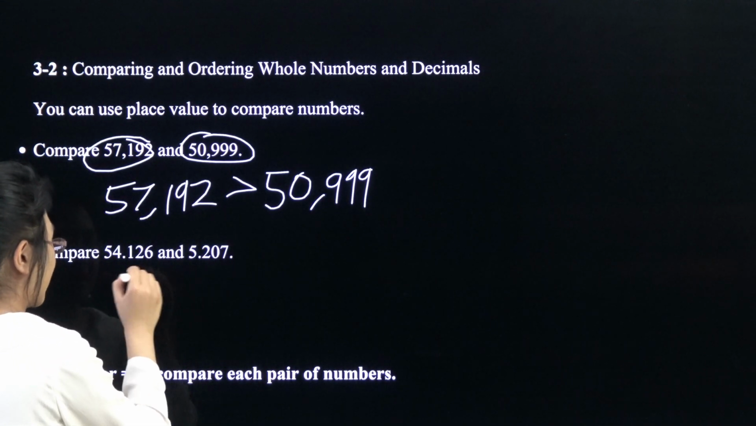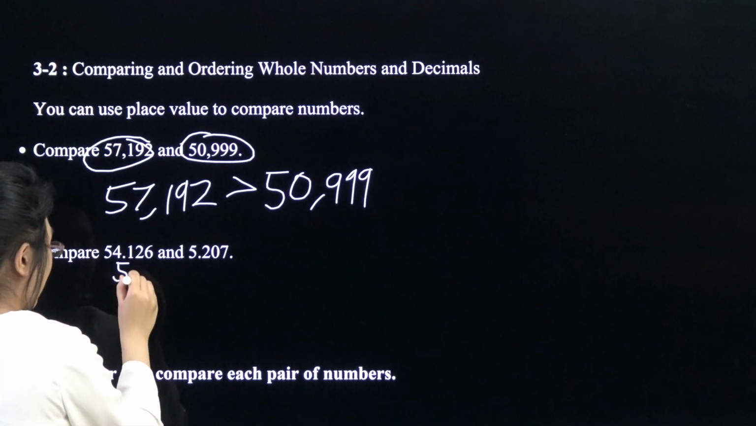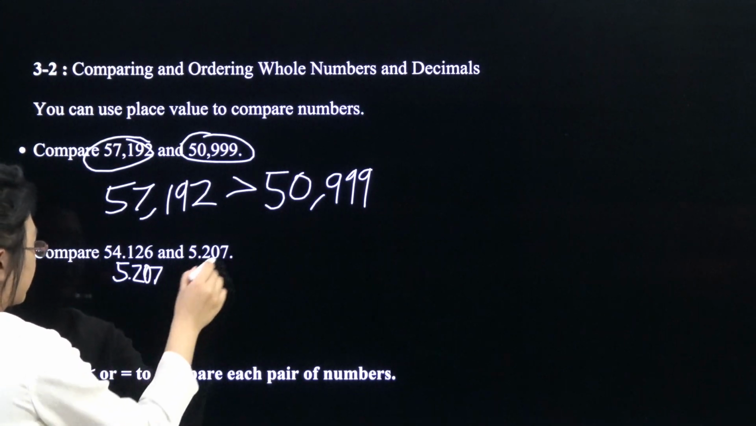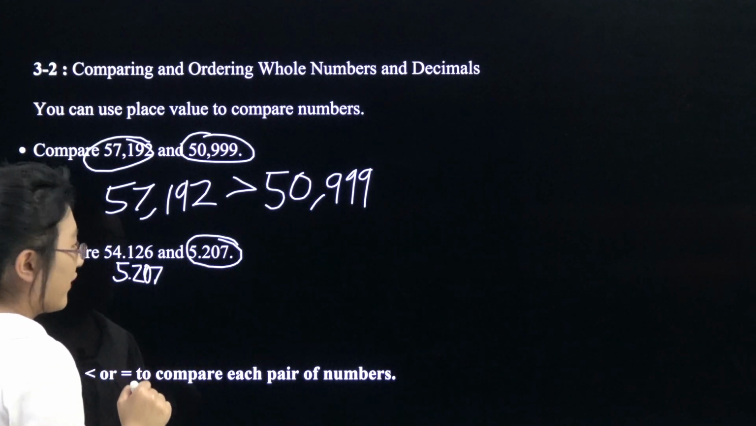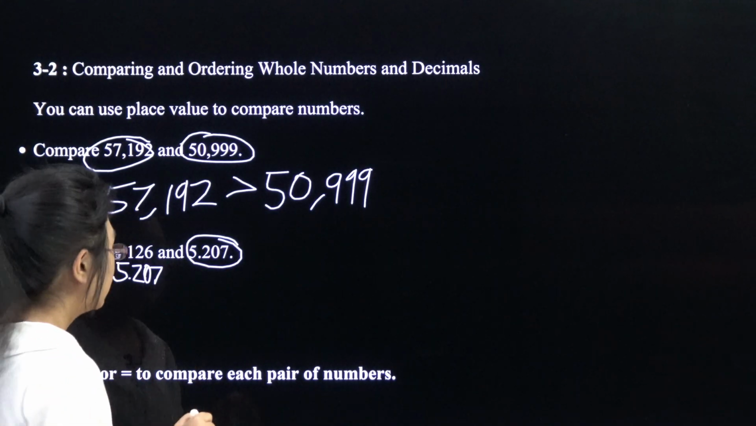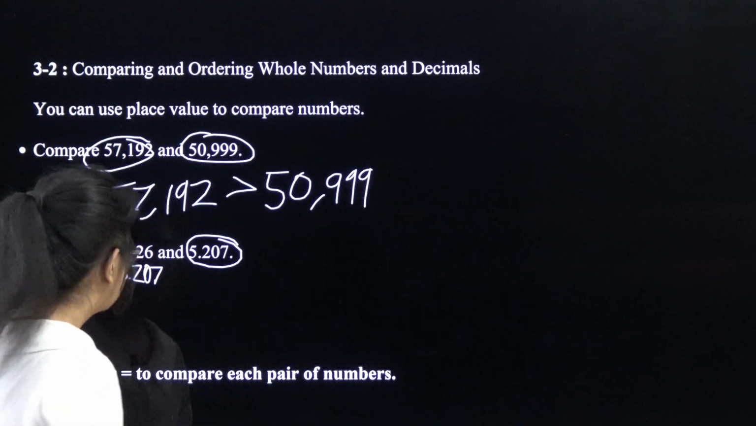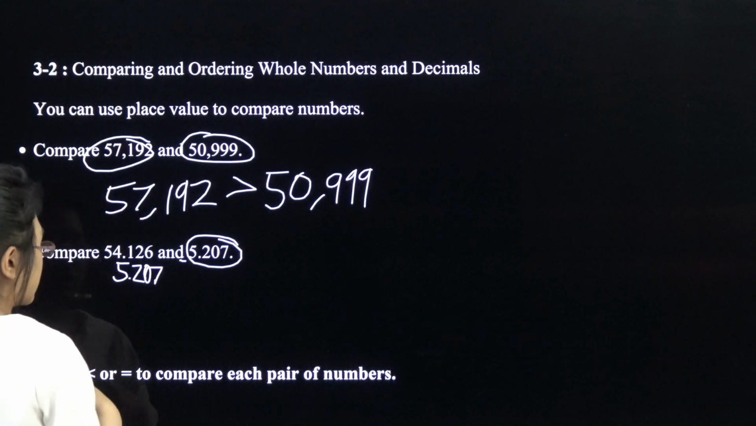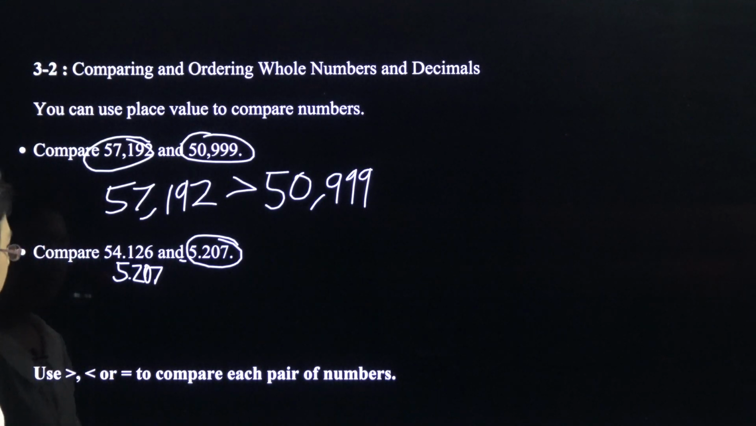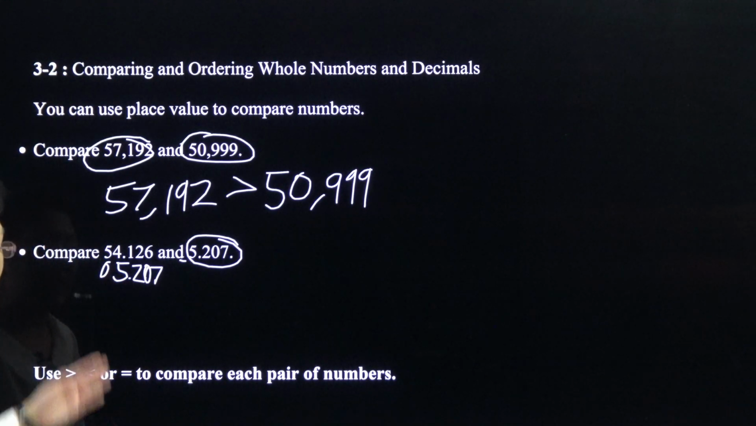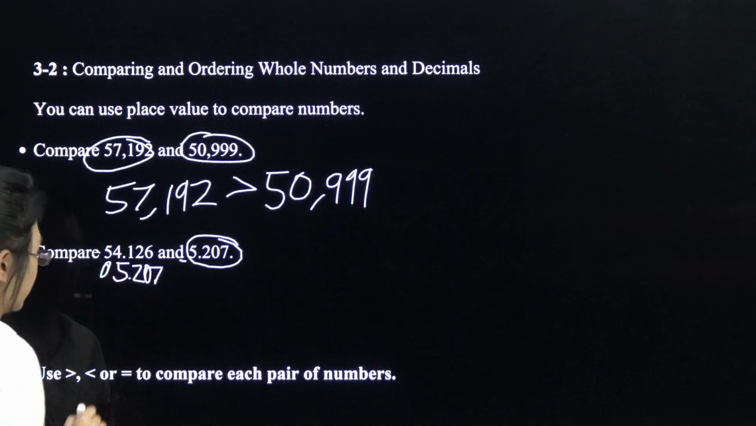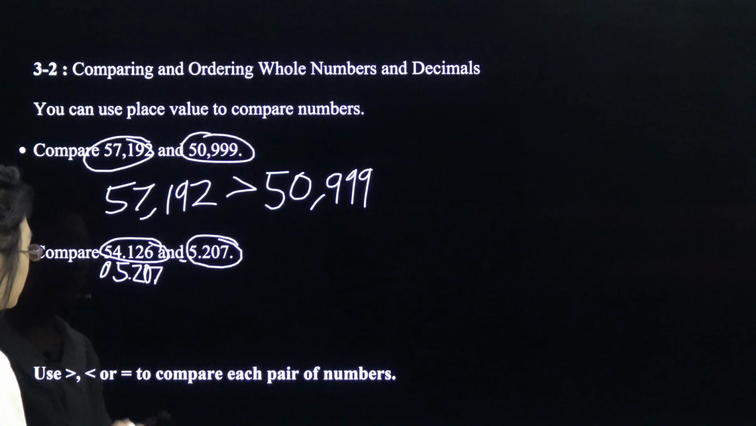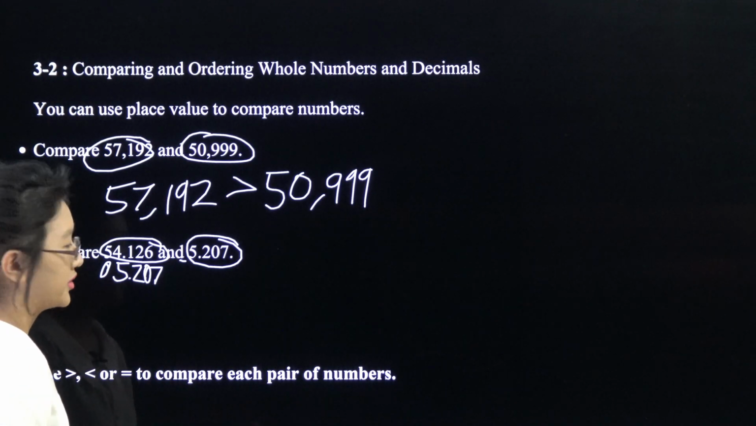So after we line up the decimal points, we get something like this. And we realize that the second number, 5.207, does not have a tens place. Which means that, well, the tens place is 0, and 5 for the first one is obviously bigger than 0, so 54.126 is bigger than 5.207.